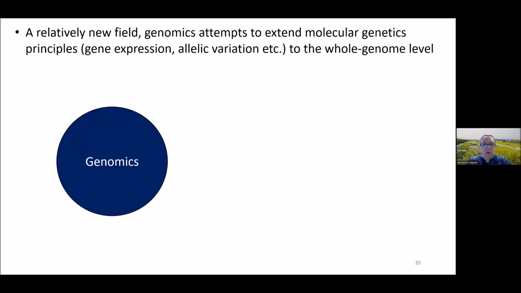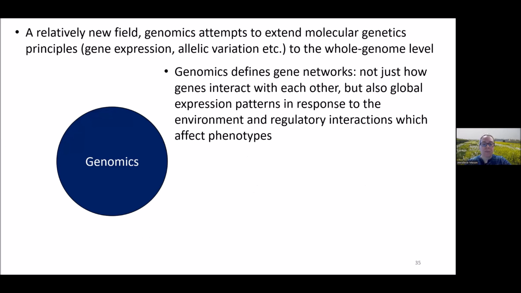So molecular genetics helps us to understand how plants grow and develop and how specific traits are determined at the genetic level. Genomics is relatively new. Genomics attempts to extend molecular genetics principles, such as gene expression or allelic variation, to the whole genome level. Genomics defines gene networks, so not just how genes interact with each other, but also how genes are expressed in response to environment and regulatory interactions which affect phenotypes.